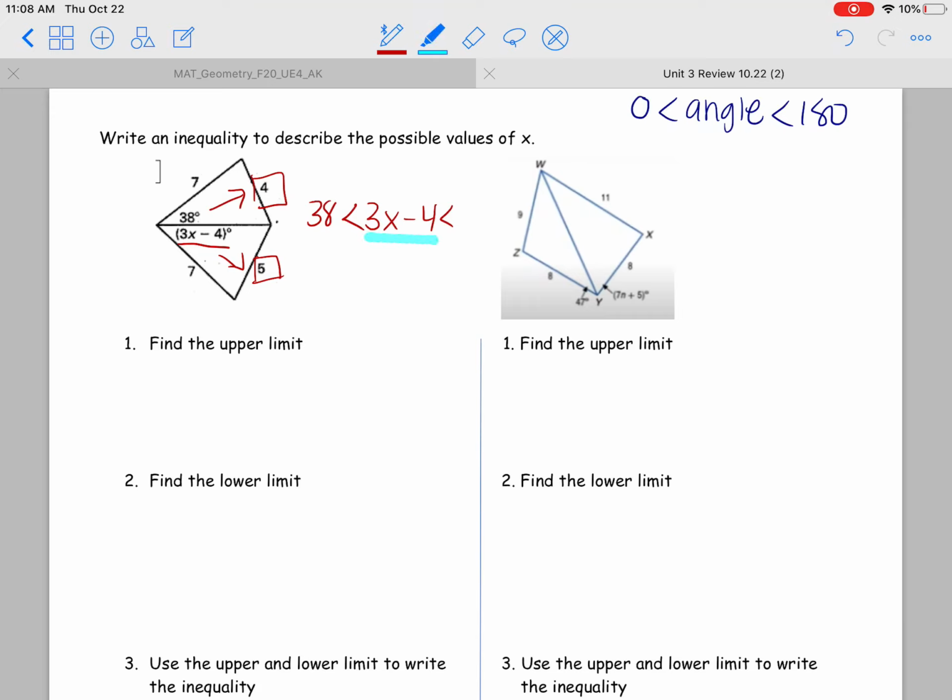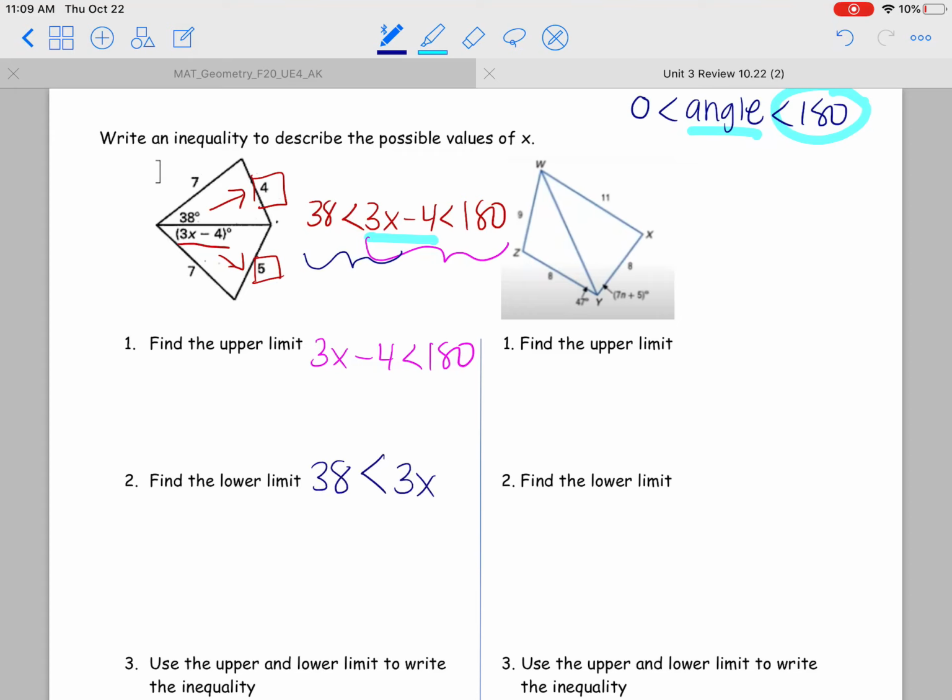But if you keep in mind that the angle has to be greater than 38, it also has to be less than 180 degrees. Very good. So now we separate this compound inequality. My upper limit is 3x minus 4, and to find it, I have to use this inequality, less than 180. And then my lower limit is going to be 3x minus 4 has to be greater than 38. So that's how you set up the upper limit and the lower limit inequalities. And then you solve those to finally give me the compound inequality for the possible values of x.